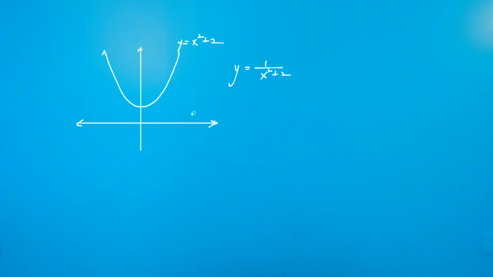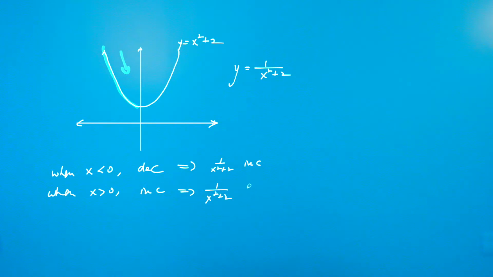okay, how would it look? The function is decreasing up to here. Okay, it's going down, and from here, when x is less than 0, the function is decreasing. When x is positive, it's increasing. This means the reciprocal function, 1 over x squared plus 2, will be increasing in the same interval where the parabola is decreasing, and 1 over that will be decreasing. So it'll be increasing and decreasing.